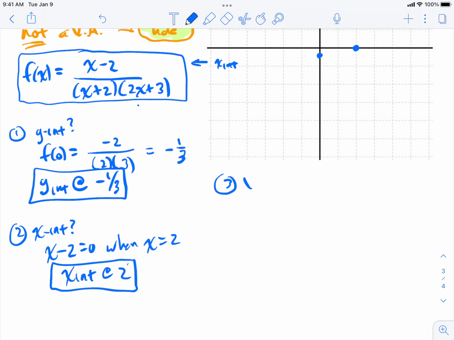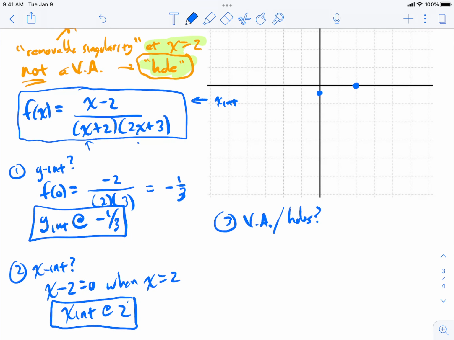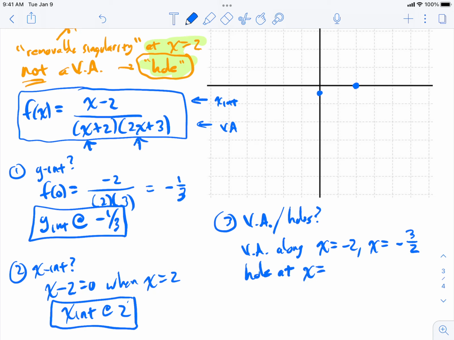Let's come over here and ask, where are there vertical asymptotes or holes? For the vertical asymptotes, we're looking at the denominator of the simplified, the reduced function. We look for a 0 denominator. If you plugged in x equals negative 2, you'd have a problem. So there's a vertical asymptote along x equals negative 2. And also, set 2x plus 3 equal to 0, and you get negative 3/2. So we have 2 vertical asymptotes, and then we have a hole at x equals 2.